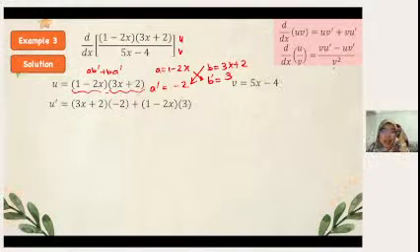Okay, and then you can actually expand them and simplify to get what is your u prime. Okay, so 3x multiply them with negative 2. So those will become negative 6x, negative 4, positive 3, negative 6x.